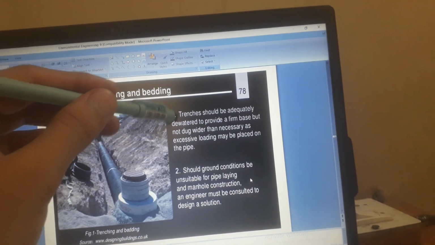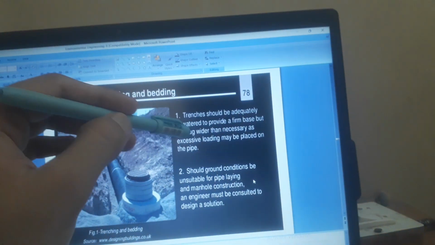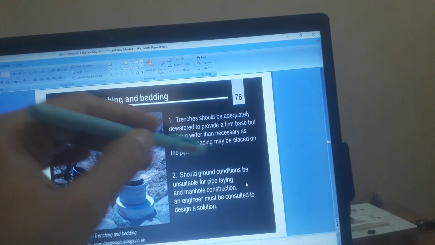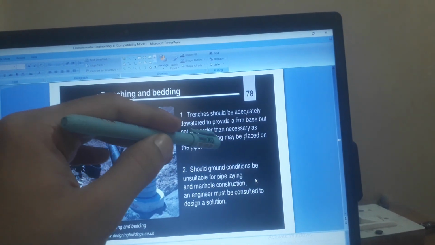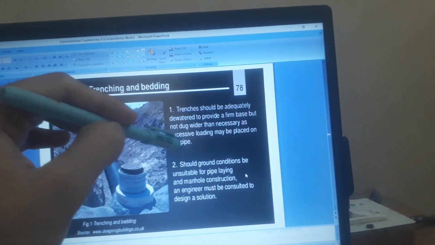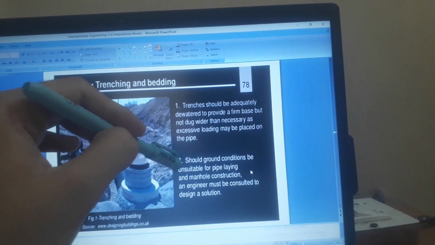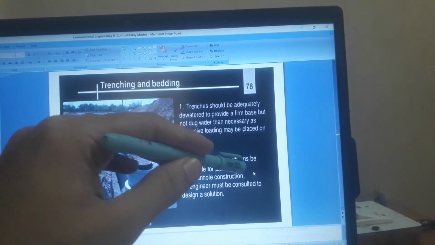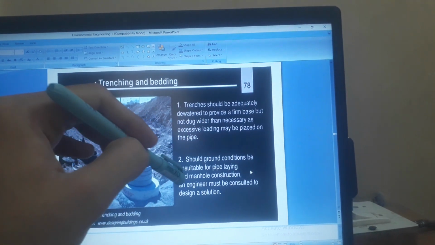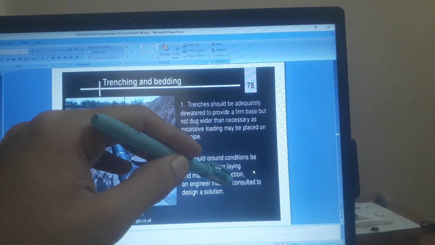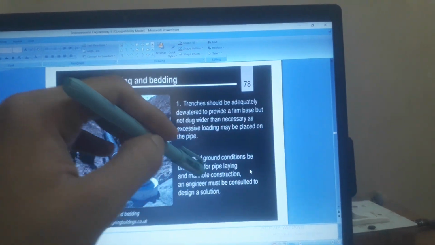Trenching and bedding. First, trenches should be adequately dewatered to provide a firm base, but not dug wider than necessary, as excessive loading may be placed on the pipe. Second, should ground conditions be unsuitable for pipe laying and manhole construction, an engineer must be consulted to design a solution.